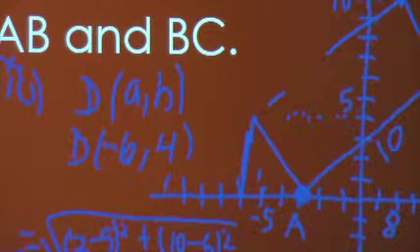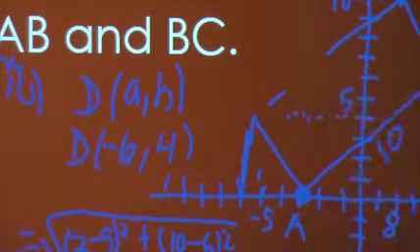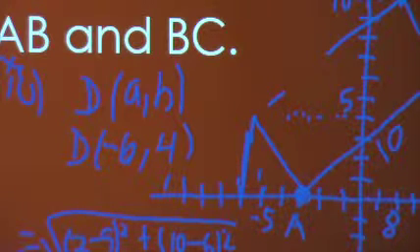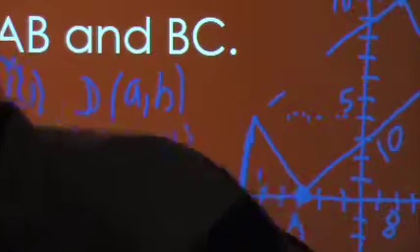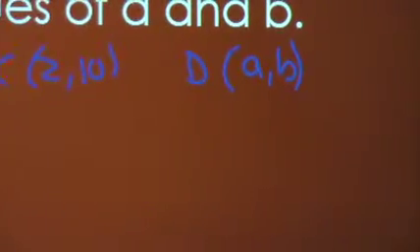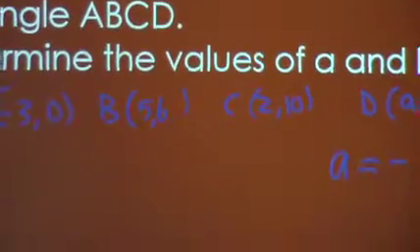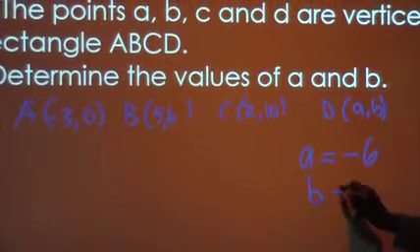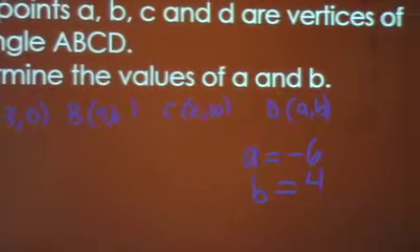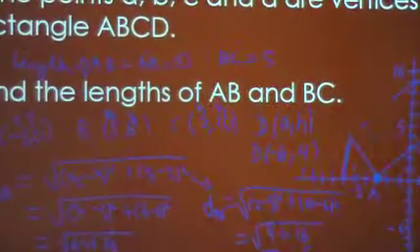So now we have the answer for part A and part B. The length of AB is 10, the length of BC is 5, and the coordinates of D are -6 and 4. That means A is equal to -6, B is equal to 4. Let's go back to the previous slide and put that in. Determine the values of A: again, A is -6 and B is equal to 4. So let's move on to the last part of the problem.